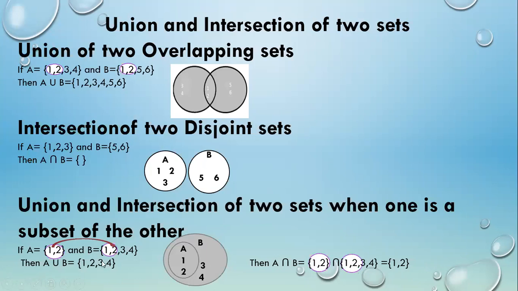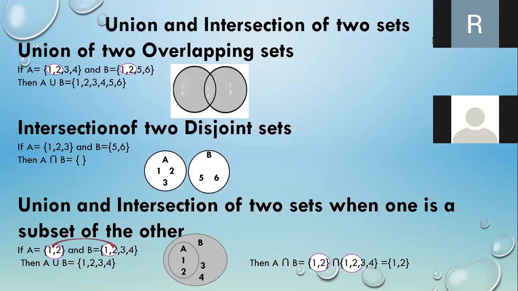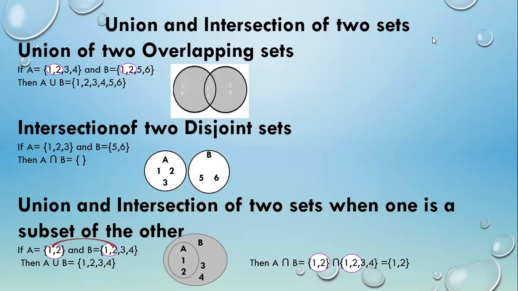Now, what about the Venn diagram for the union? When A is a subset of set B, that means we have to draw A inside B. We have to draw the circle of set A inside the circle of set B. Are you getting me? Yes, Aisha. We have to draw the subset circle inside the superset circle. First, you have to identify which one is the superset. So you have to draw the bigger circle for the superset and the smaller circle for the subset. Is it clear? Yes, Ramla, is it clear?